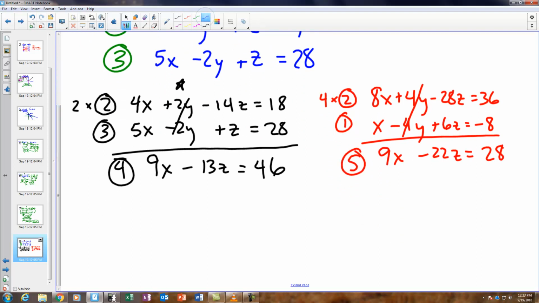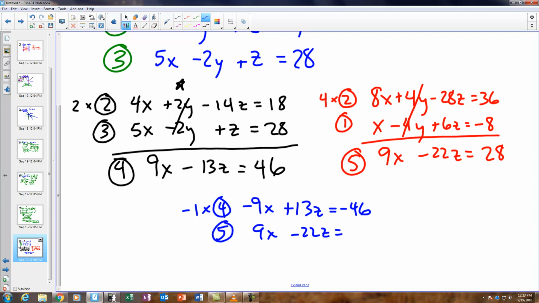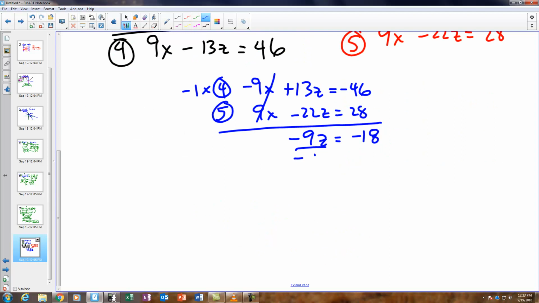Now I want to combine those two together, but I need to make something cancel. It looks like the 9x and 9x would work well if one of them was negative. So I'm going to take equation number 4 times negative 1 to make it negative 9x plus 13z equals negative 46. And I'm going to bring equation 5 just the way it is, having a 9x minus 22z equals 28. If I combine, my x's are going to cancel. Okay, I'm going to get a negative 9z equals negative 18, which if I divide by negative 9, z comes out to be 2.